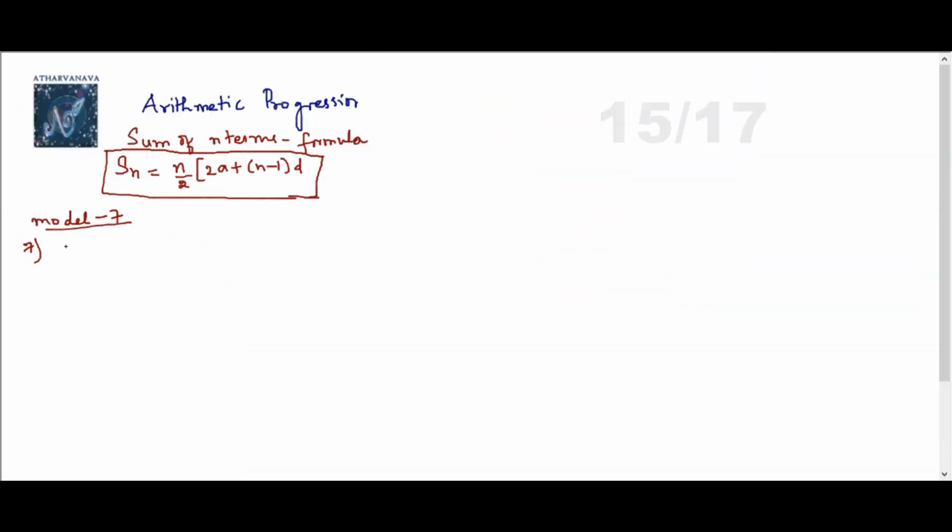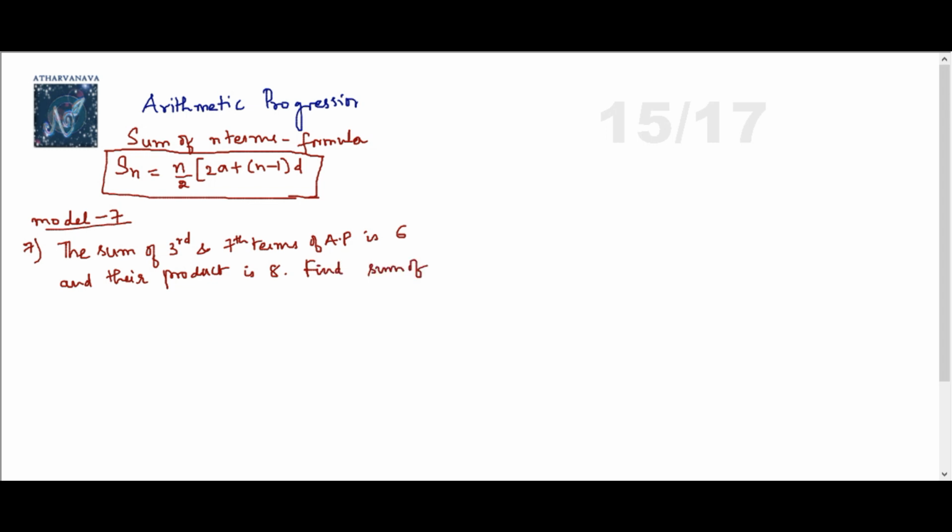Let's see one more interesting model today. The question says the sum of the third and seventh terms of an AP is 6, and their product is 8. You have to find the sum of the first 20 terms of the AP.